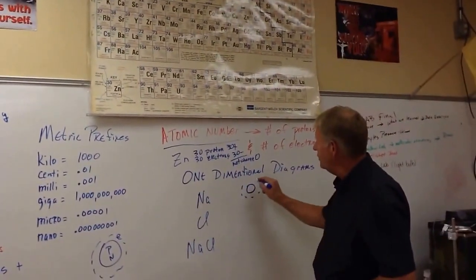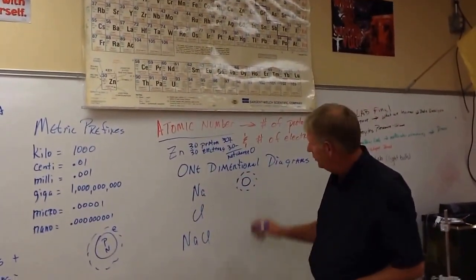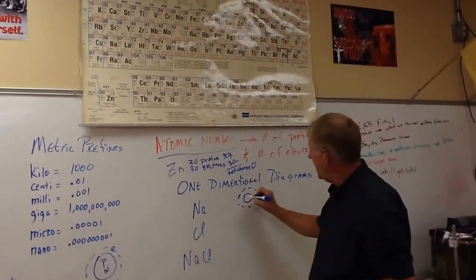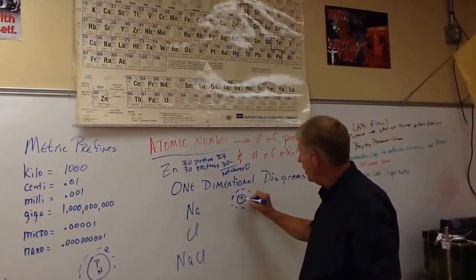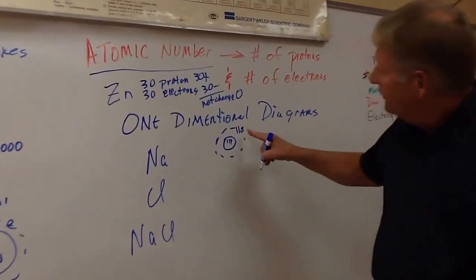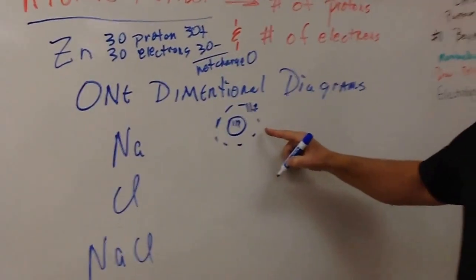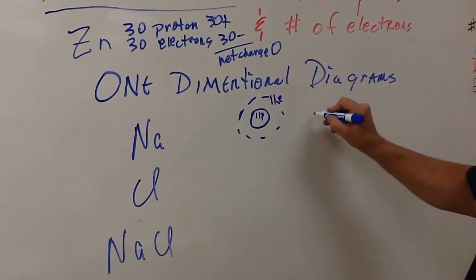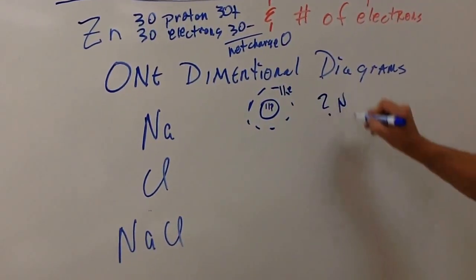And I'm going to draw this one-dimensional little deal here for the electrons. Since it's 11, I know that it has 11 protons, and it also has 11 electrons. The electrons travel around the outside of the nucleus. We'll talk about that later as well. So now the question is, how many neutrons does it have?